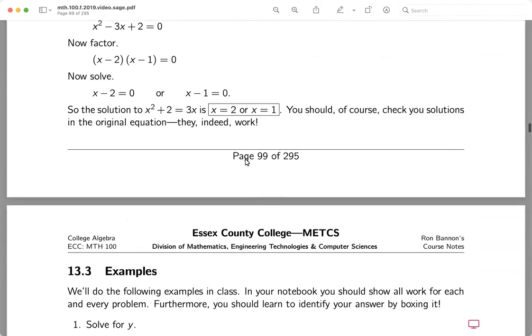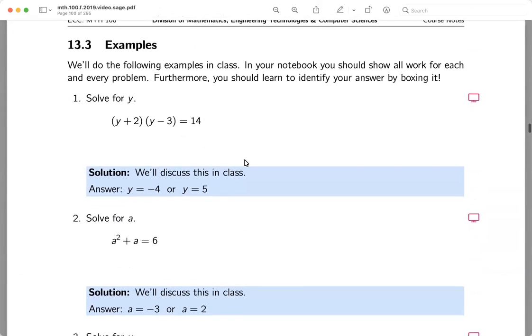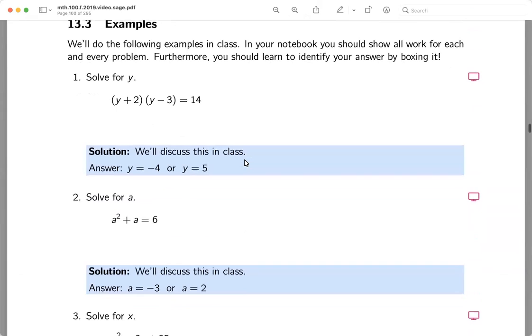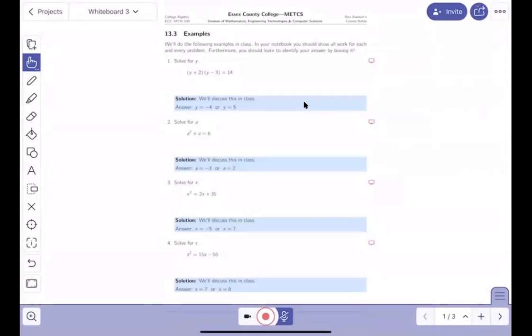So we went through some examples already. Now we're going to go to the formal examples and work through those. All right. So we switch to the whiteboard. Just give you a second here to get this working. Okay. We're sharing the whiteboard with you now. We're sharing the examples from section 13.